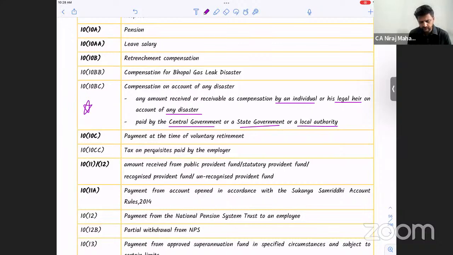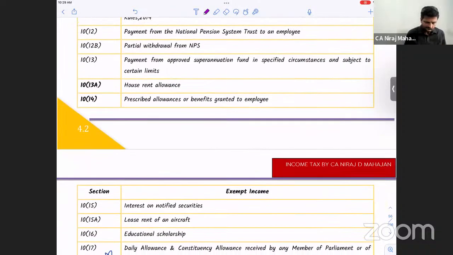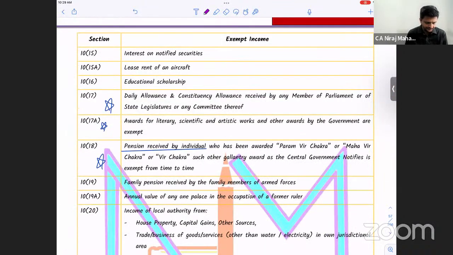Is it okay to hear all of you? Either CG or SG or local authority. Fine till here, all of you? Yes. Any disaster, but it is to be given by government. Fine till here? 10-10C, this, or again, we are doing it from 10-11, 12, 11A. All that we'll do in the chapter of salaries. This is also 13, 14, 17.